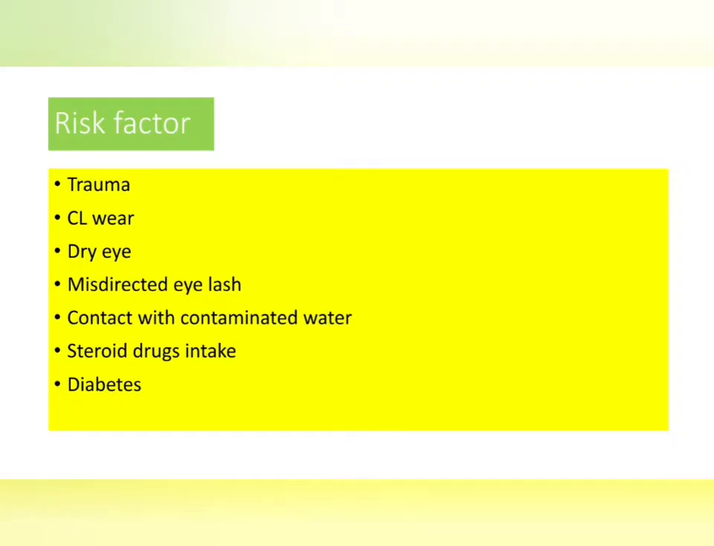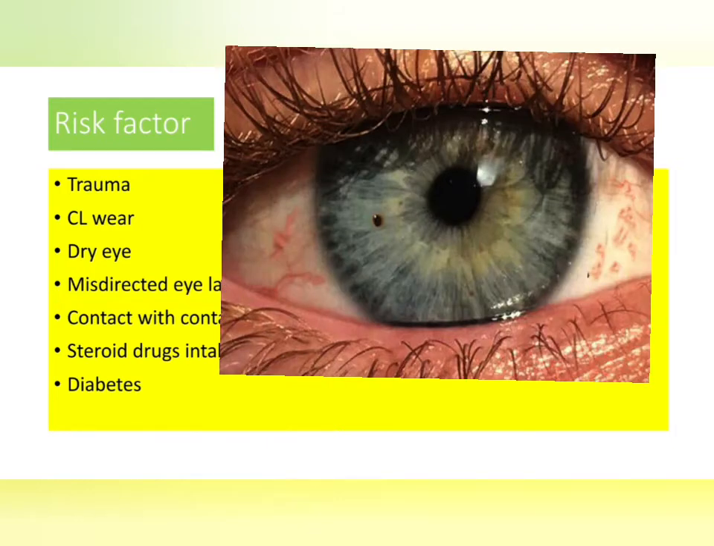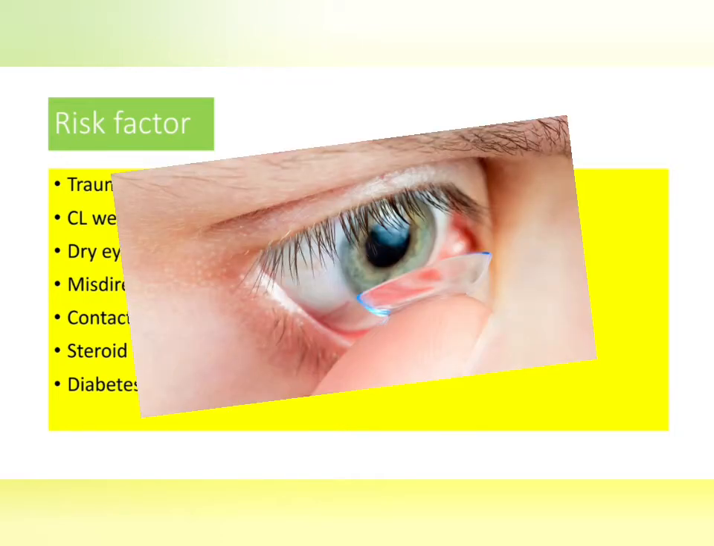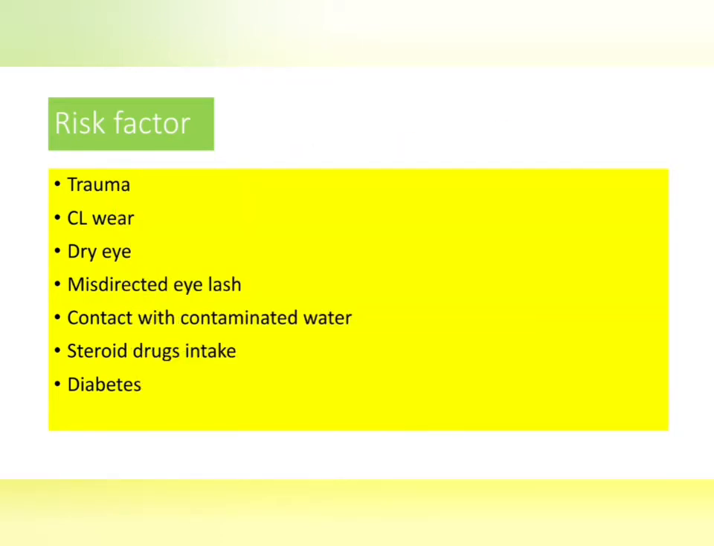Now if we discuss the risk factors of this type of corneal infection, first of all, trauma. If the eye has any trauma or foreign body, then it can lead to some infection in the corneal surface. Contact lens wearer: if the person does not maintain proper hygiene while wearing the contact lens, then he may be at risk of having this type of corneal surface infection.